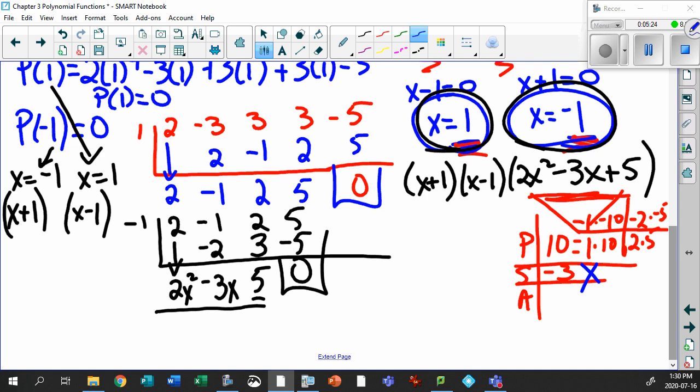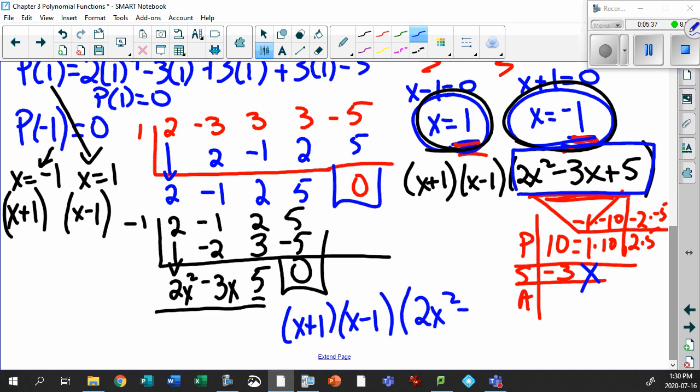Not a single one. So guess what? That's as factored as that one's going to get. So when they ask you what the answer is, it's simple: x plus 1, x minus 1, and 2x squared minus 3x plus 5. There's your answer, fully factored.